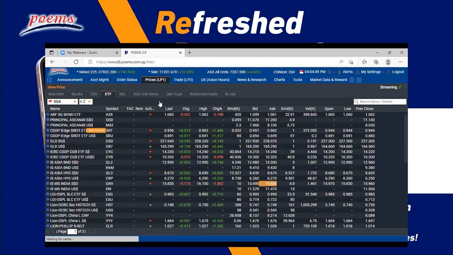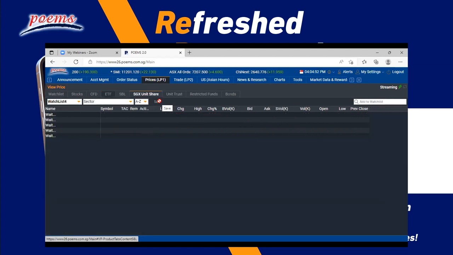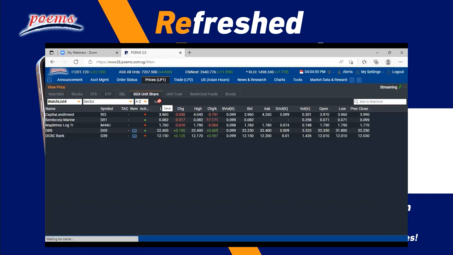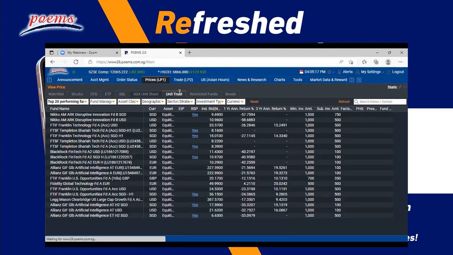Other than that, if you're interested to sell off your Singapore lot holding, you can go to price LP1 and then go to SGX unit share to look for your counter to sell for some counters that you have on lots. For example, you have 88 shares of DBS. You can use this tab to sell off your DBS on lots counter. Or if you're interested in unit trusts, you can go to the unit trust tab to look for the counter that you want to trade as well. Or all the different kinds of asset that you want to explore.